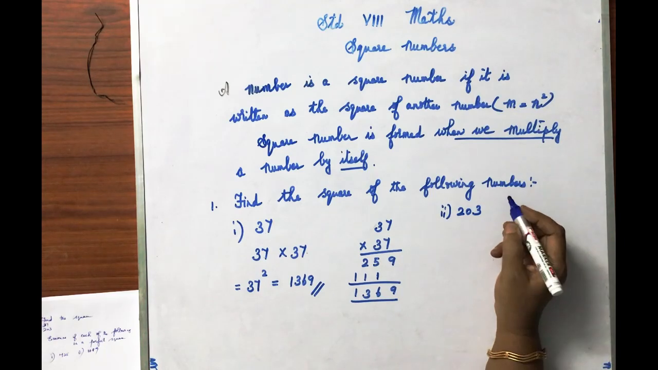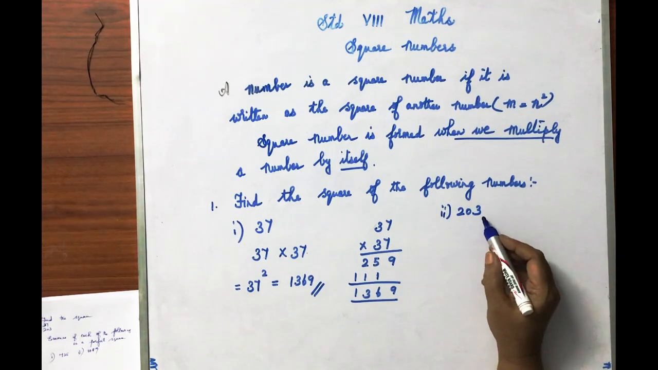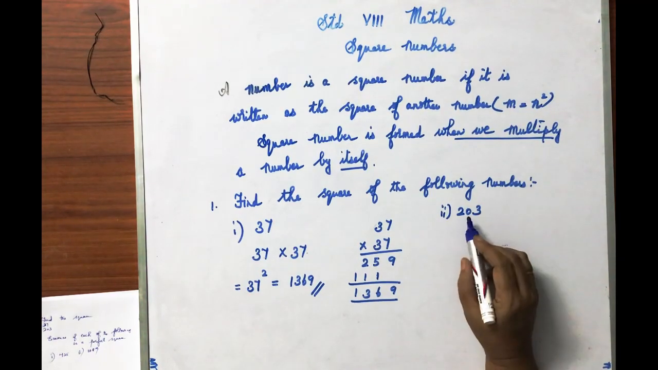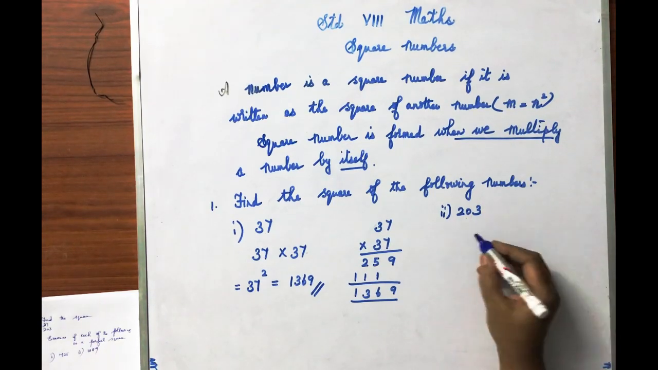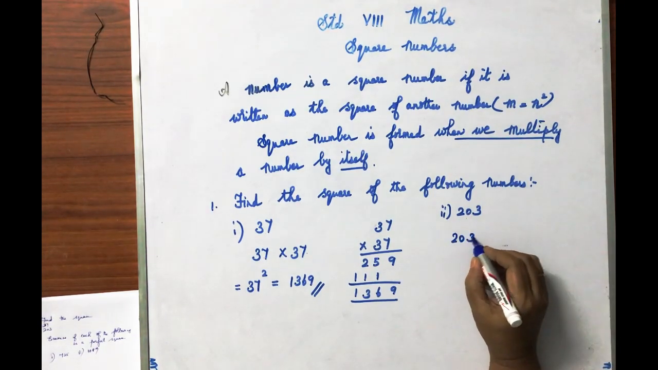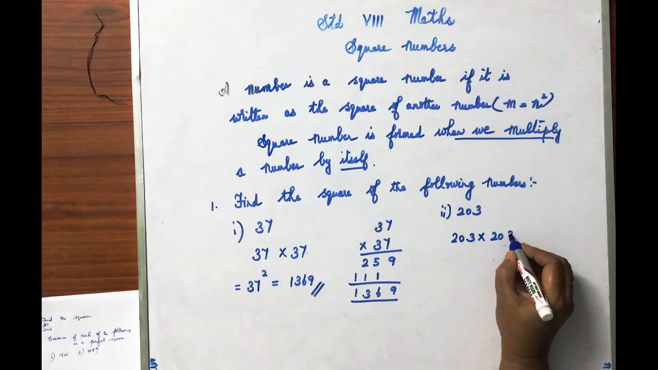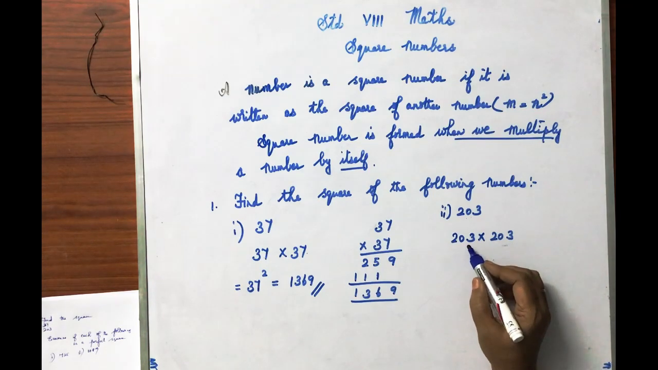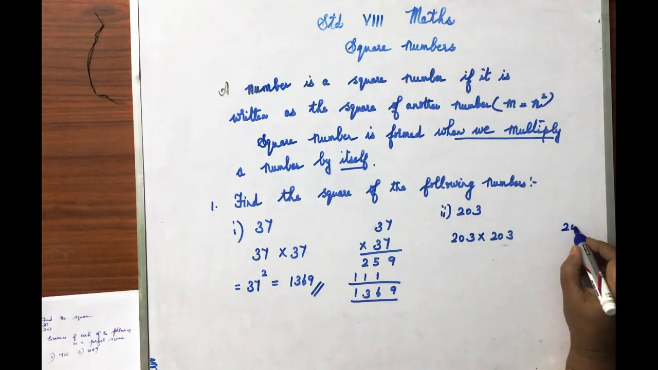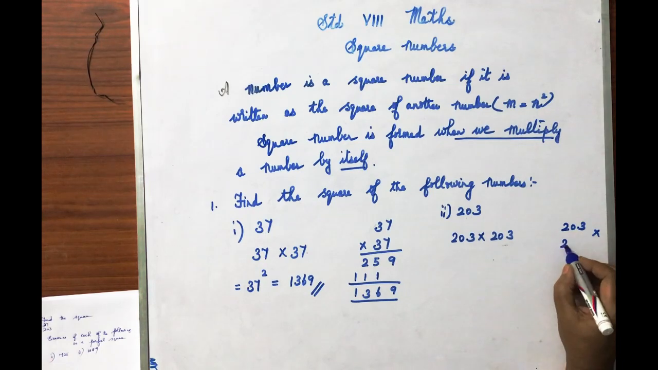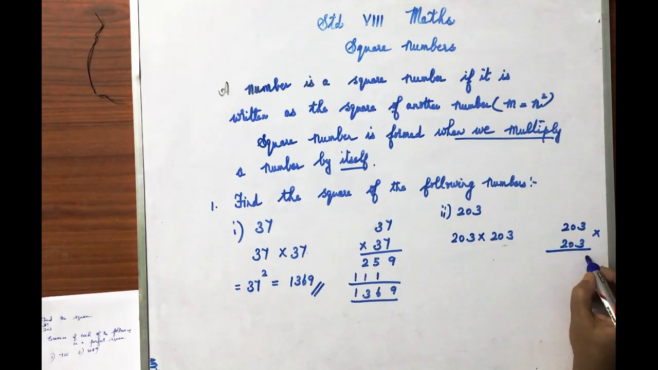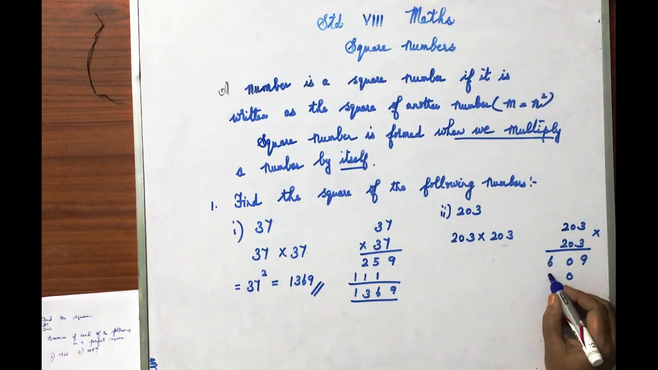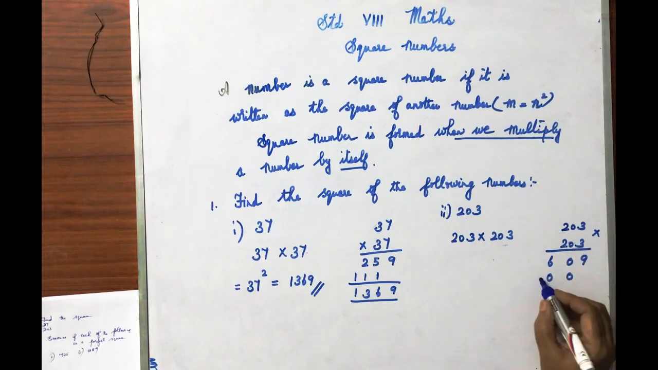Now second sum is 203. Here also we should find out the square of this number. To find out the square of this number, we should multiply by the same number. So, 203 into 203. A number should be multiplied by itself. 3 threes are 9. 0 into 3 is 0. 2 threes are 6. 0 into 3 is 0. 0 into 0 is 0. 2 into 0 is 0.